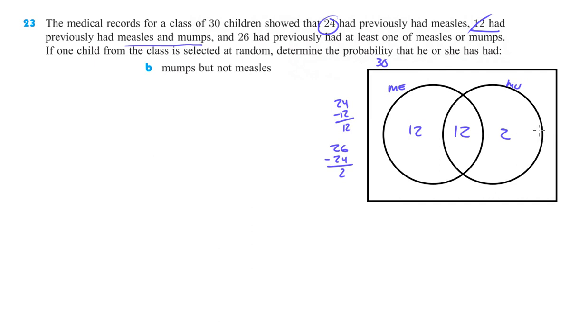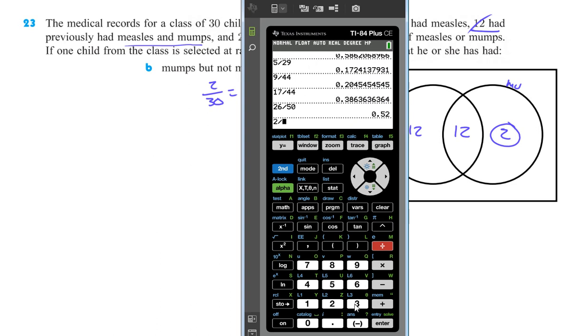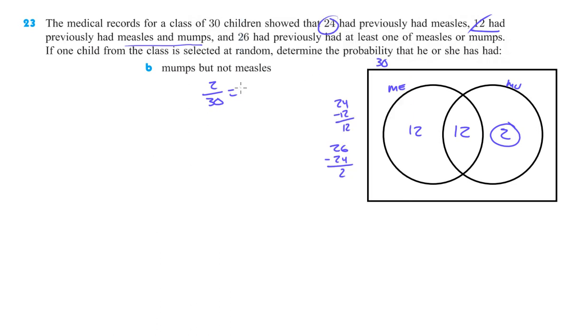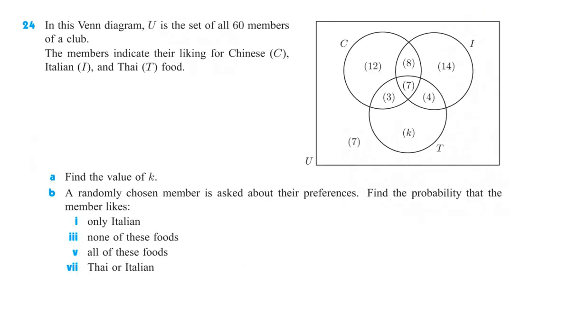So determine the probability that he or she had the mumps but not the measles. So that's going to be these two out of the total 30 kids, right? So we take 2 and divide it by 30, and we get 6.7%. So not a very high likelihood. Okay. Moving on to 24.